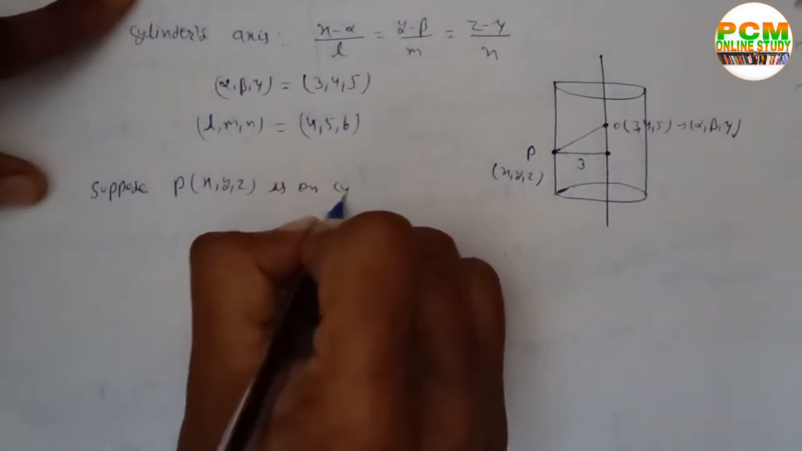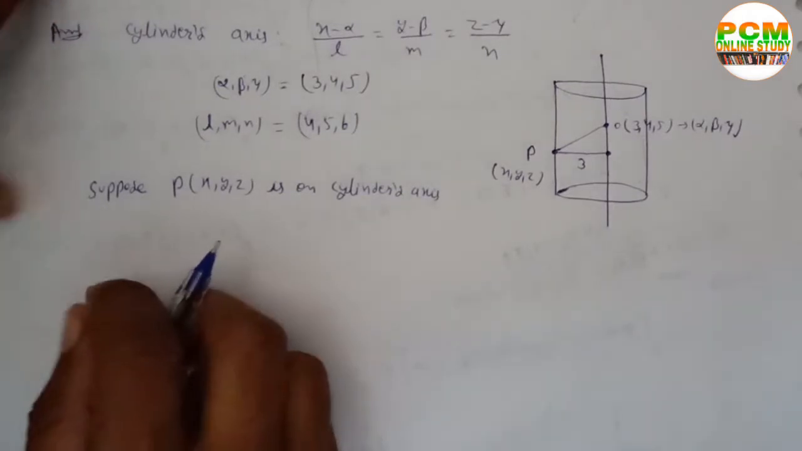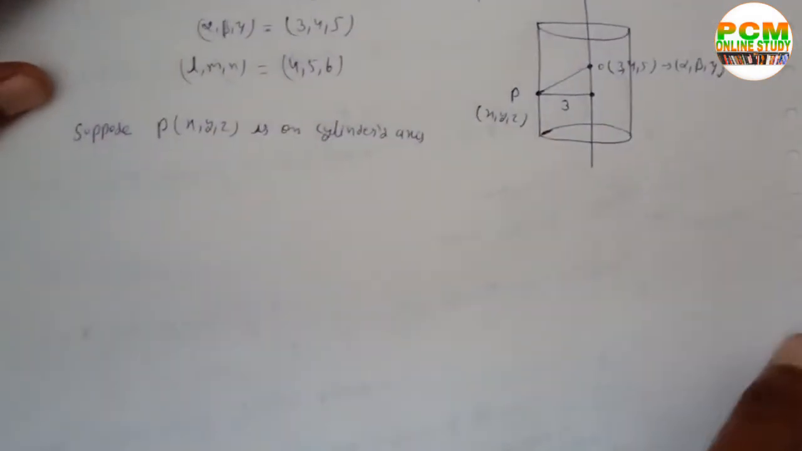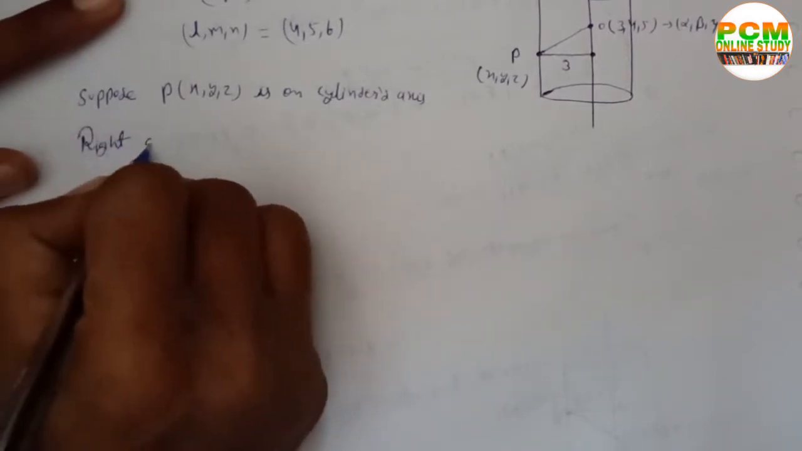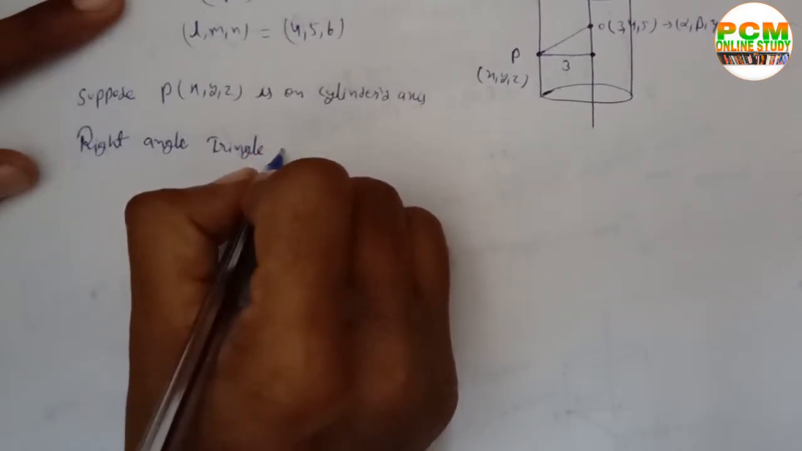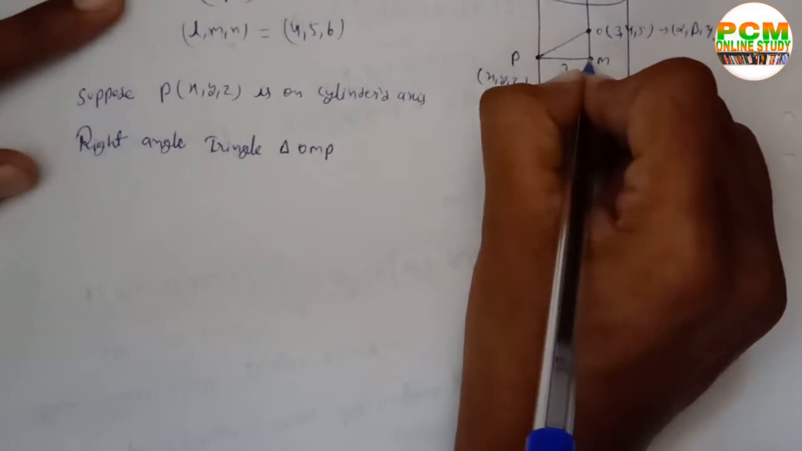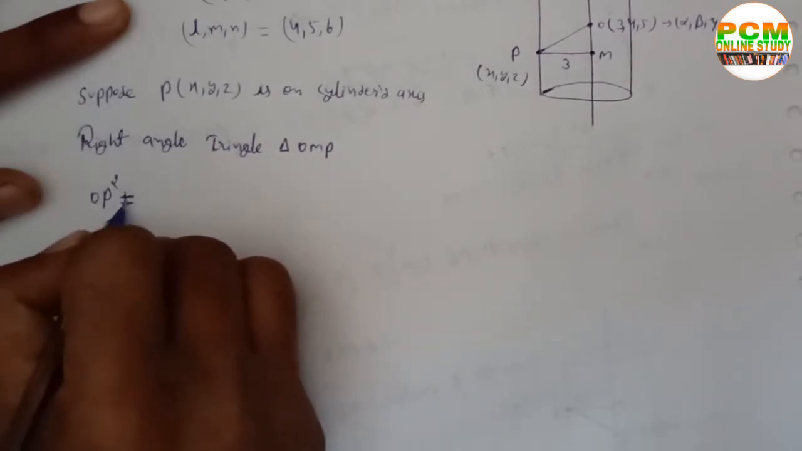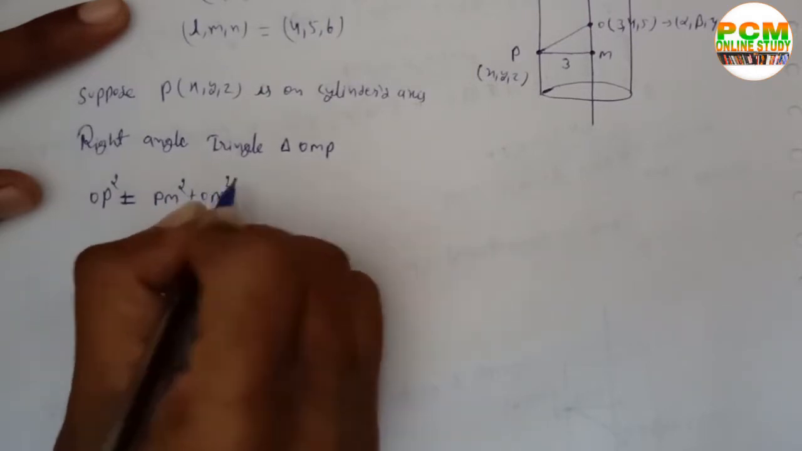Now suppose there is a point P(x, y, z) on the surface of the cylinder. Then, from the right angle triangle OMP, we can write OP square is equal to PM square plus OM square.